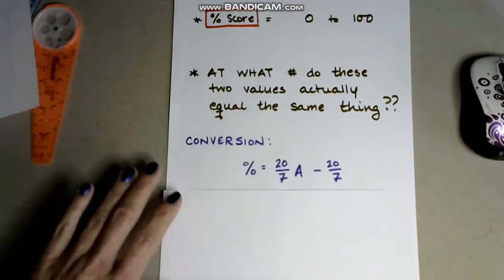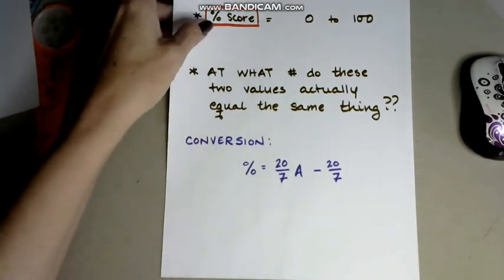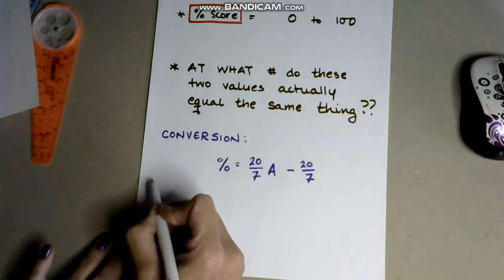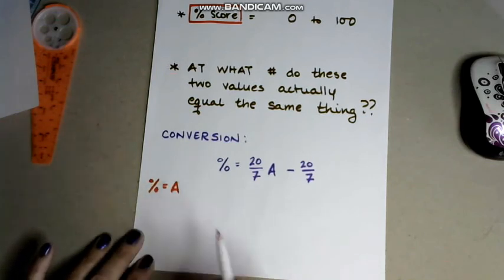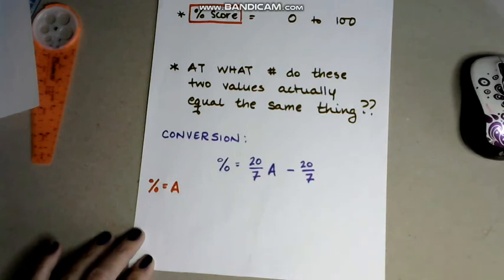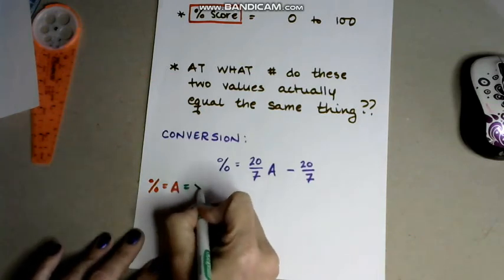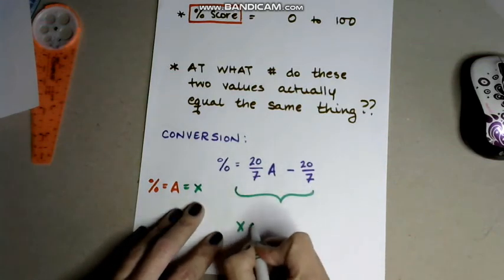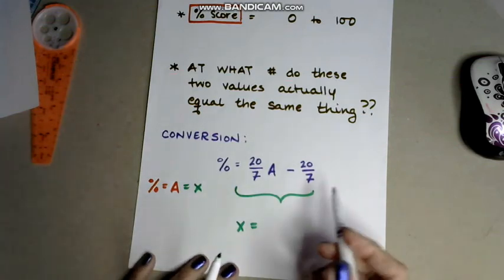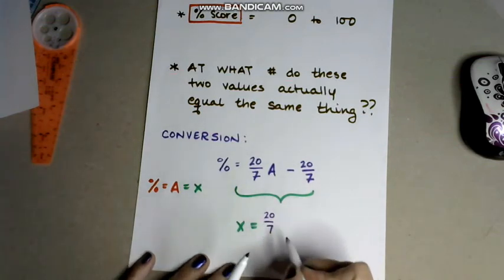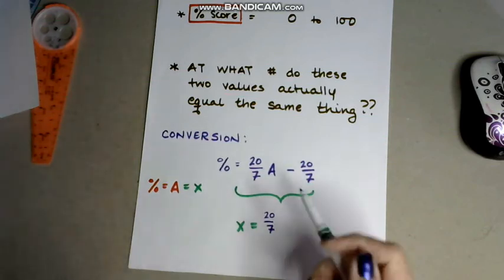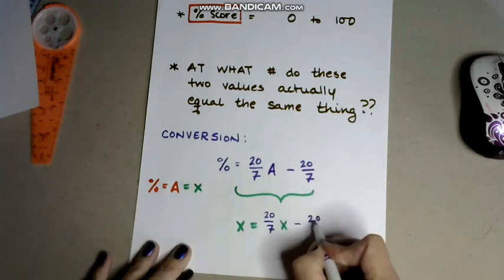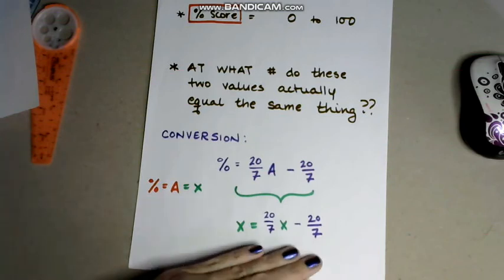So what I would like to do here is figure out, at what point does the percent equal a? My percent is going to equal a. I'm going to be kind of clever and assign it a single variable. I'm going to call that x. So what I'm going to do is say x equals 20 over 7 times x minus 20 over 7. Now I solve for x.